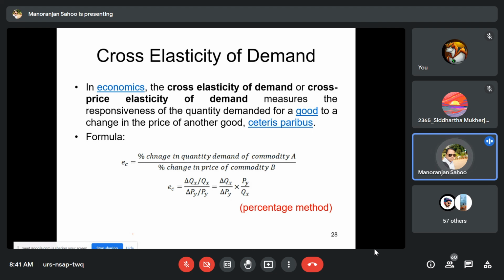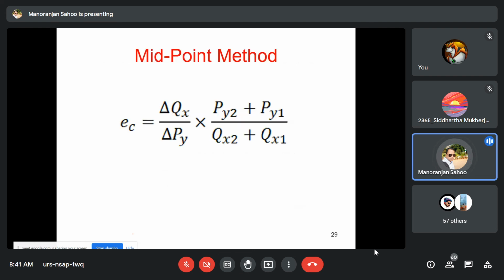So here, if two commodities are substitute goods, then the change in the price of one commodity will affect the change in the demand for the other commodity. Here we are measuring the change in the price of commodity Y upon the change in the quantity demanded of commodity X. Either we can use the percentage method or the midpoint method in all the cases. But as I said, the midpoint method is utilized to examine the average elasticity value. Okay.